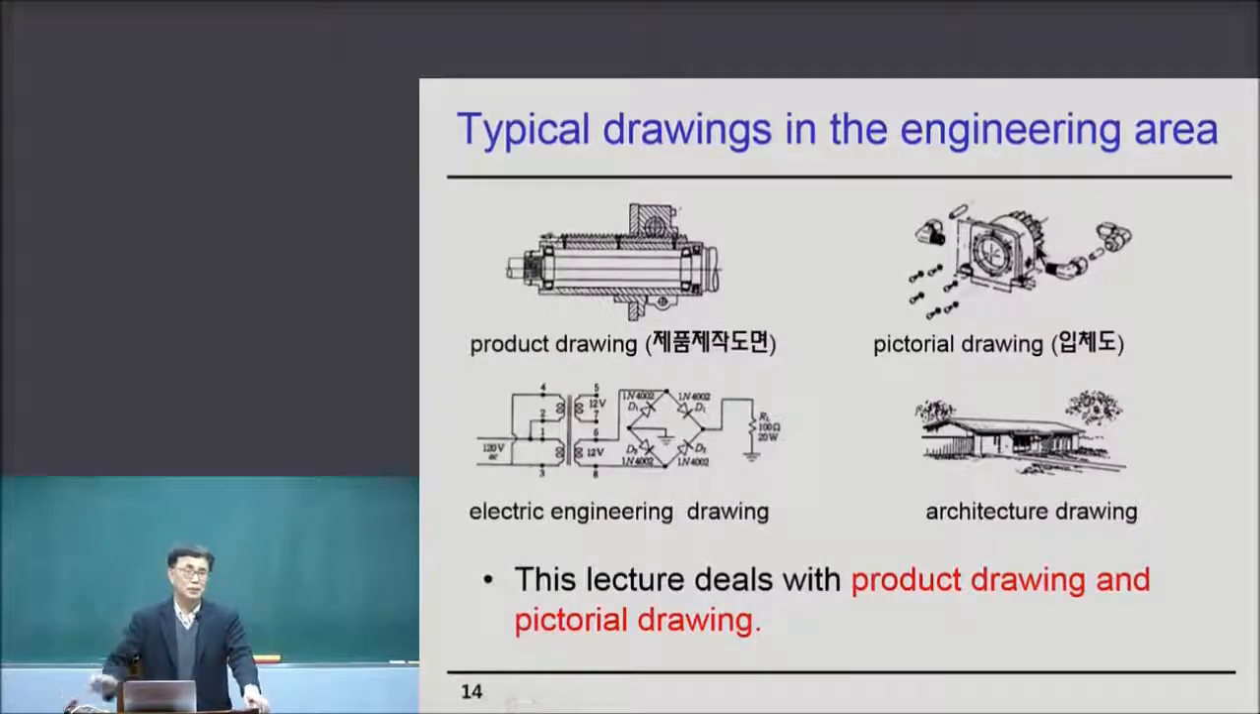Later in my lecture, I will emphasize that you must practice the pictorial drawing. There will be many homeworks on this. Pictorial drawing is one of the very important communication skills.